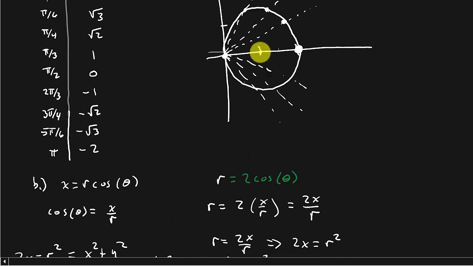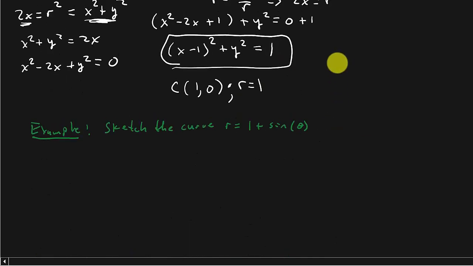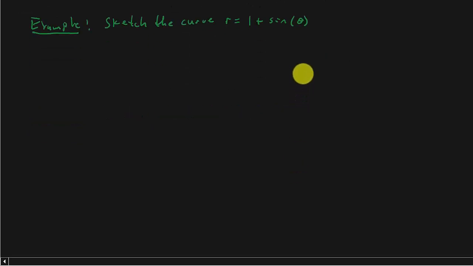So you can see, I know it may be hard to tell, but there's the center, 1, 0, and I have a radius of 1 all the way around. All right, so that's that problem. Let's look at the next one. Let's look at this. Sketch the curve r equals 1 plus sine theta.